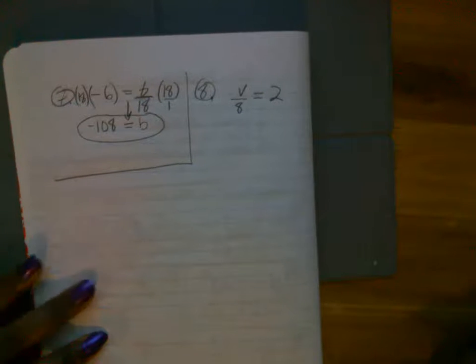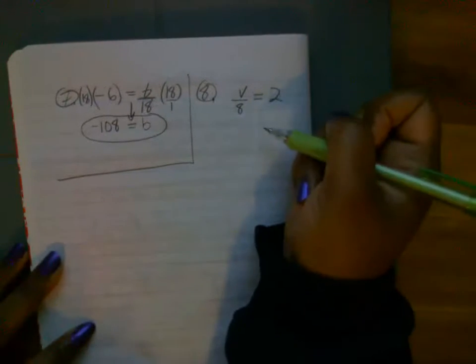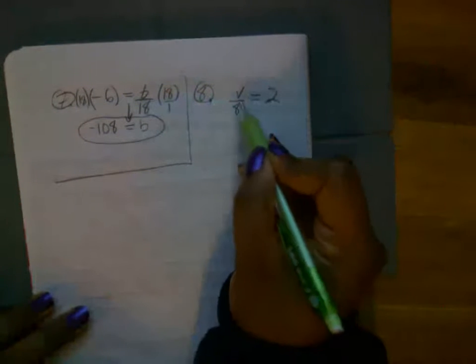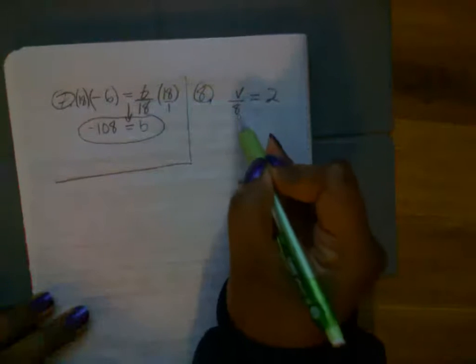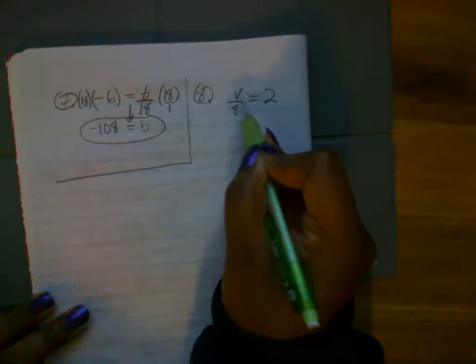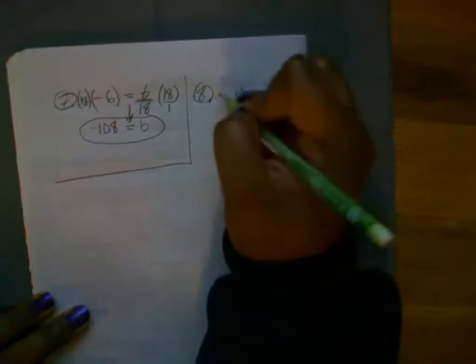Okay. All right, I see some right answers in the chat. All right, so see what we got here. In order to get v by itself, we got to get rid of this 8. This is division. The opposite of division is multiplication. So you're going to multiply by 8 on both sides to get rid of the 8.